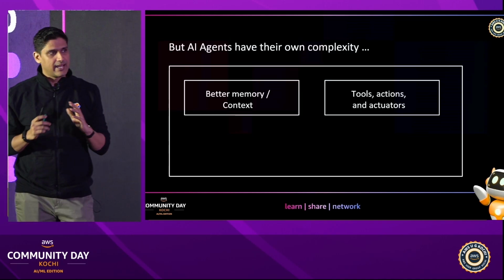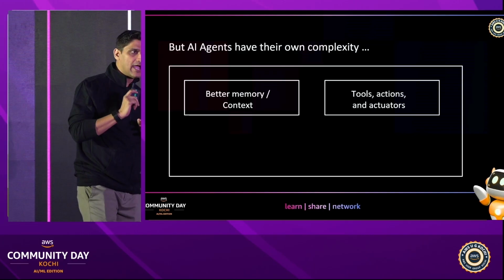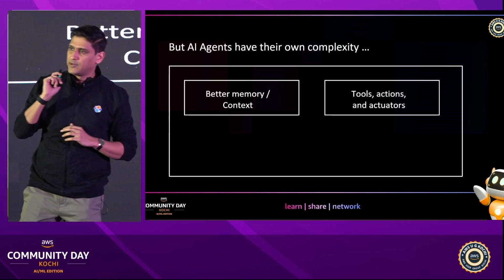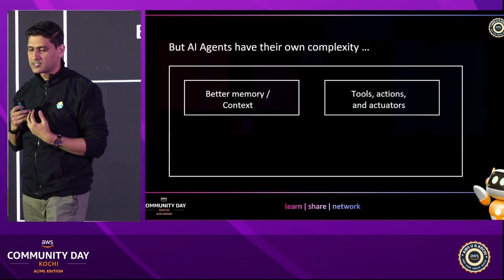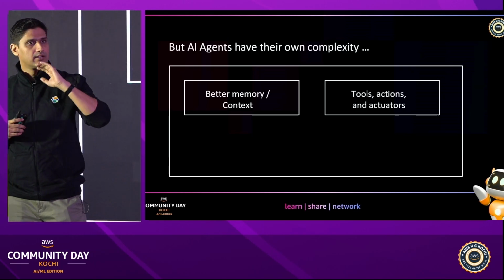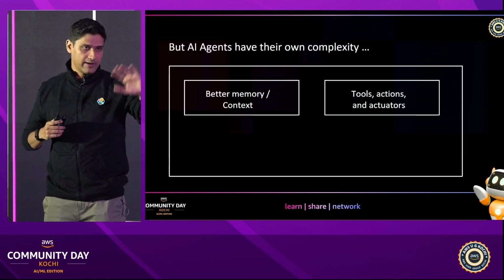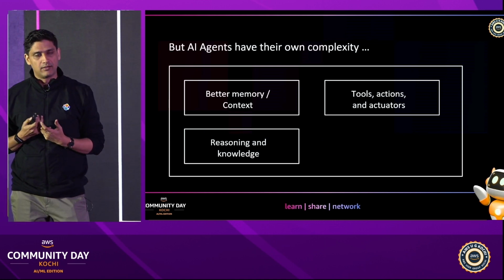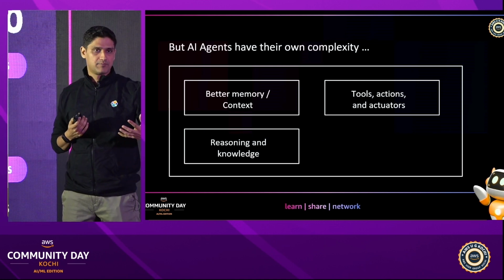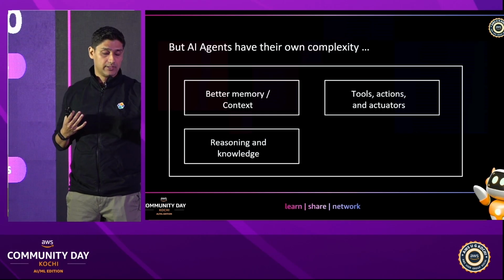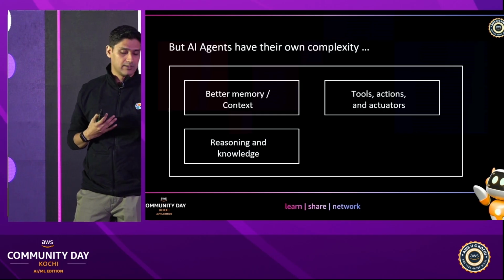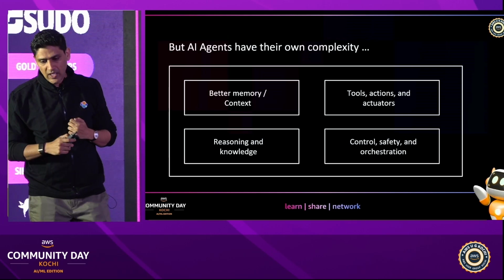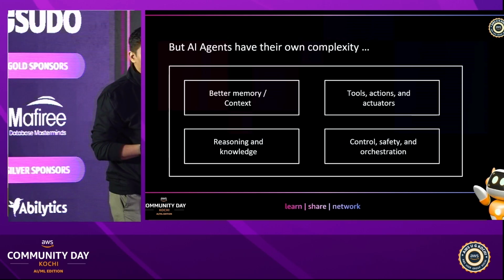Tool, action, and actuator. The agent should have a proper tool to take an action, maybe to get the relevant results, to hit the right API call and everything, right? Another is reasoning and knowledge. What if they don't have your private data, or your own private knowledge source? It's not going to work for you, right? Control and safety, the same point, the RBAC and everything.